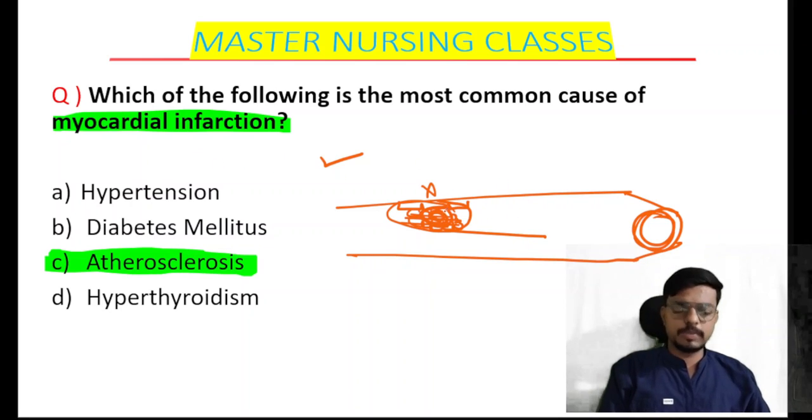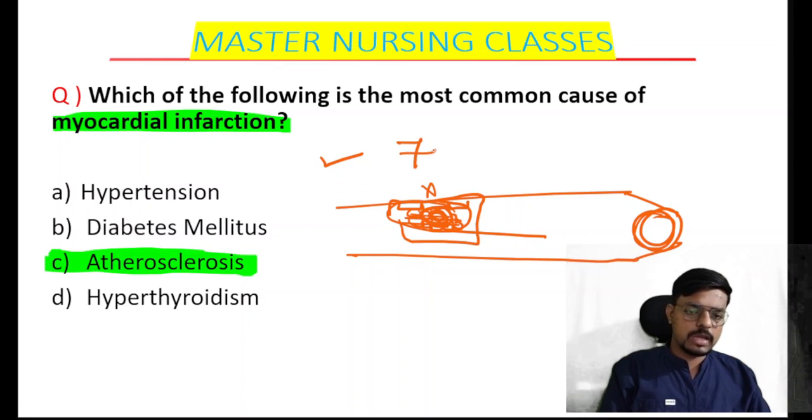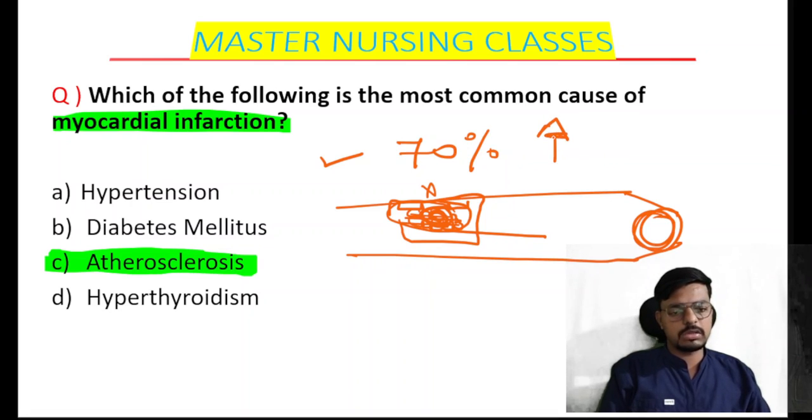Okay, when does the chest pain arise, students? When the atherosclerosis blocks 70% of the coronary artery, at that time chest pain increases. Okay, so if it blocks completely, 100%, that may lead to our myocardial infarction. Okay, hope the concept is very clear for this question. Yes, the next question is like this.